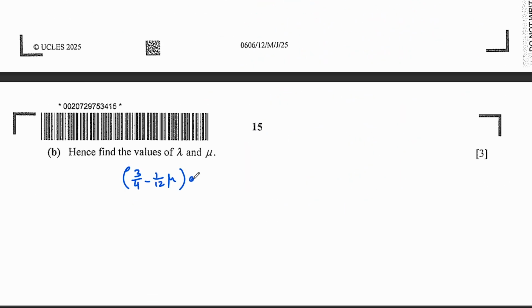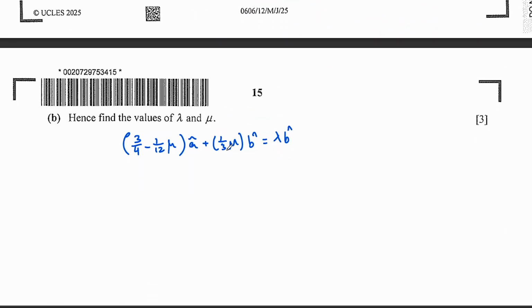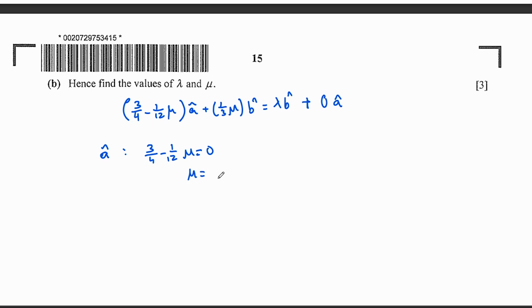So right, this will be what we equate, and since there's no a here, it's actually zero, adding with 0a. So in the a unit vector direction, we can actually equate this to 0, right? So mu will be 9. In our b unit vector, we have 1 over 3 mu is lambda. So lambda will be 3.